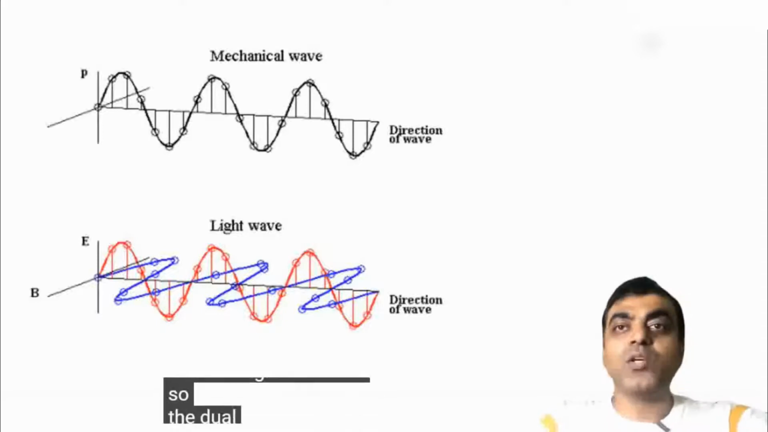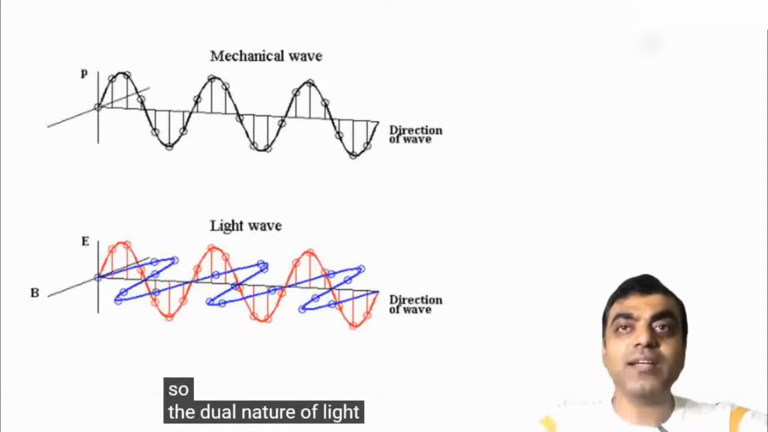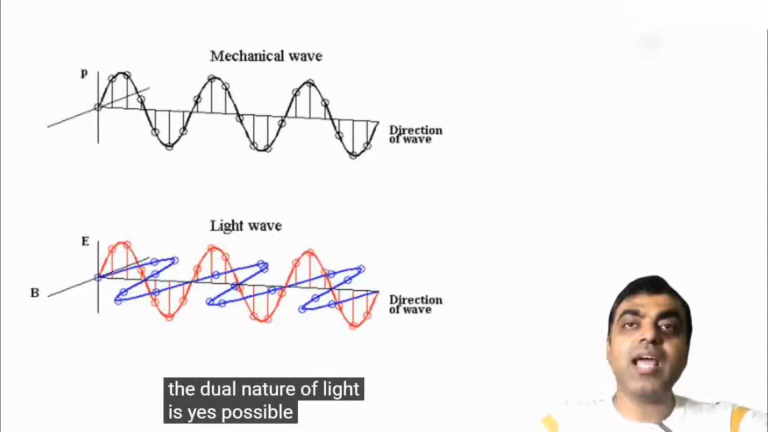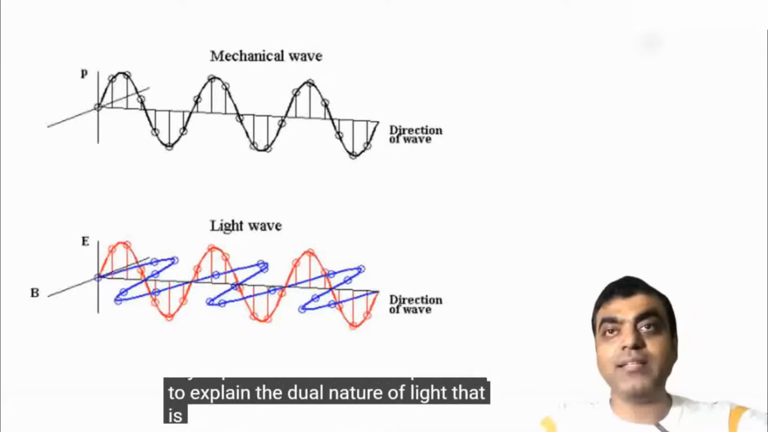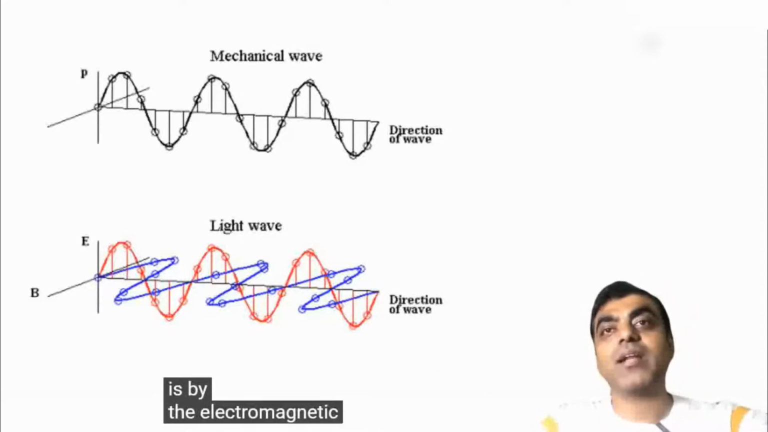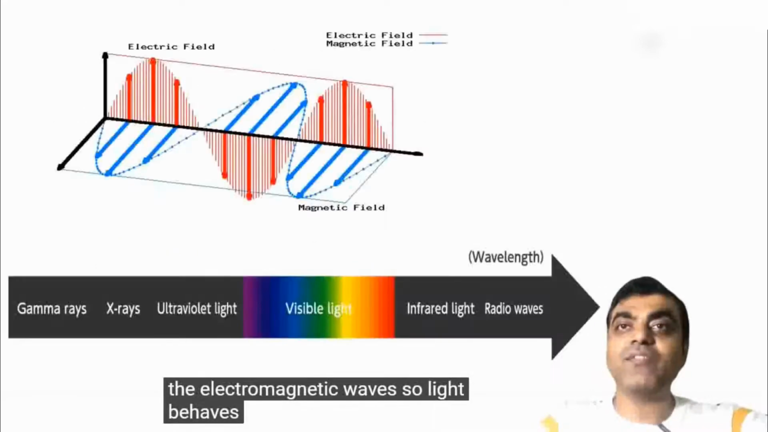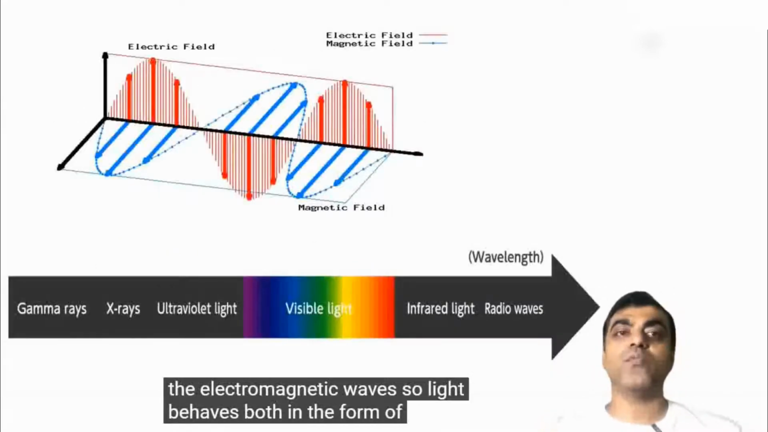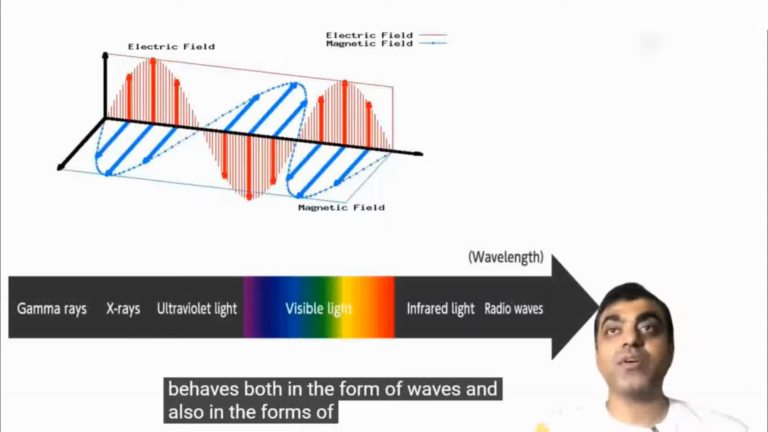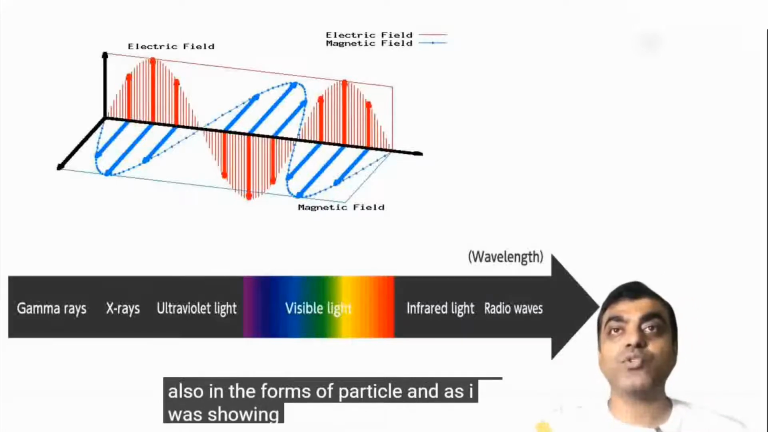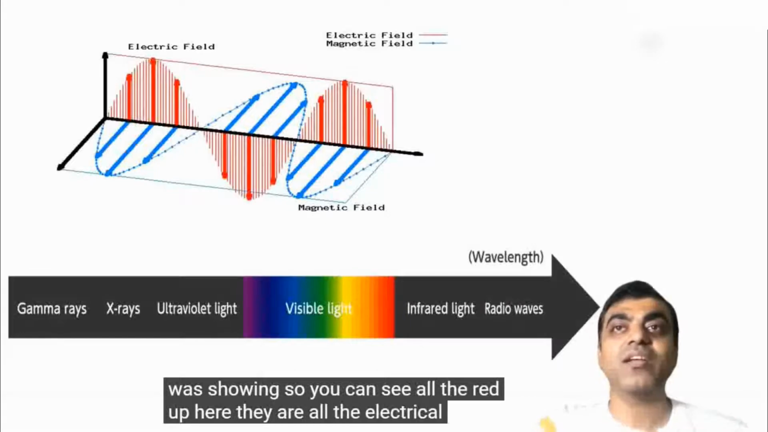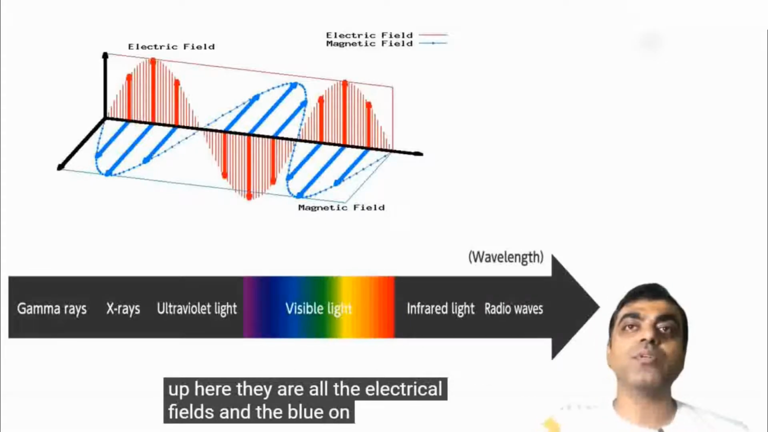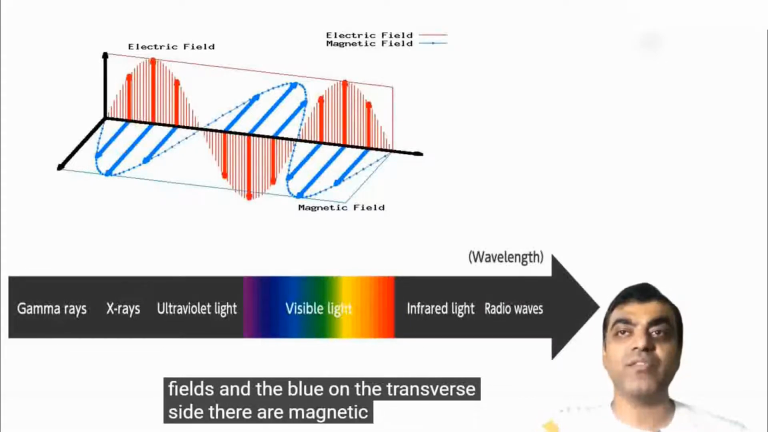So the dual nature of light is possible. And how is it possible to explain the dual nature of light? That is by the electromagnetic waves. Light behaves both in the form of waves and also in the form of particles. As I was showing, all the red up here are the electrical fields, and the blue on the transverse side are the magnetic fields.